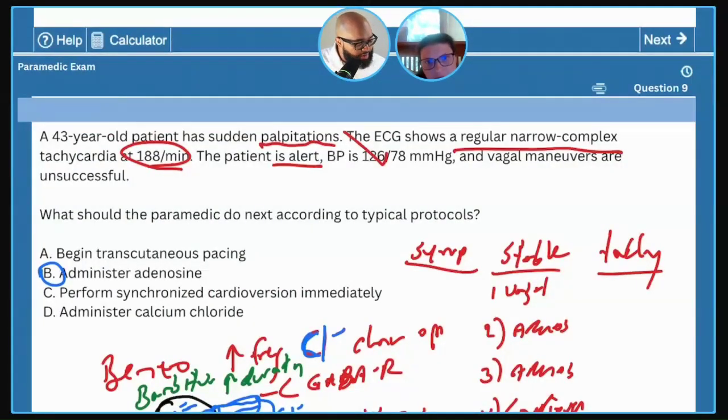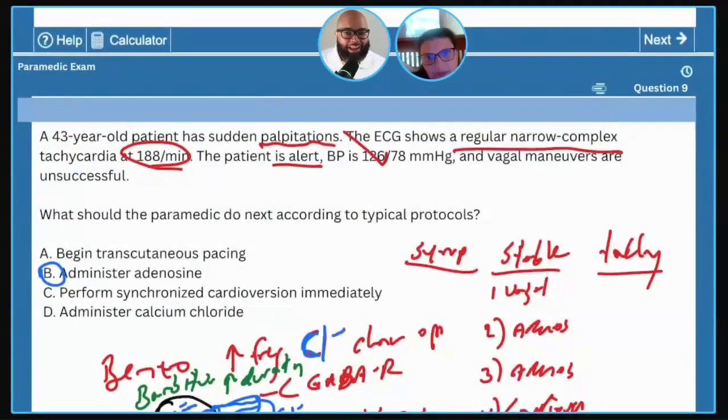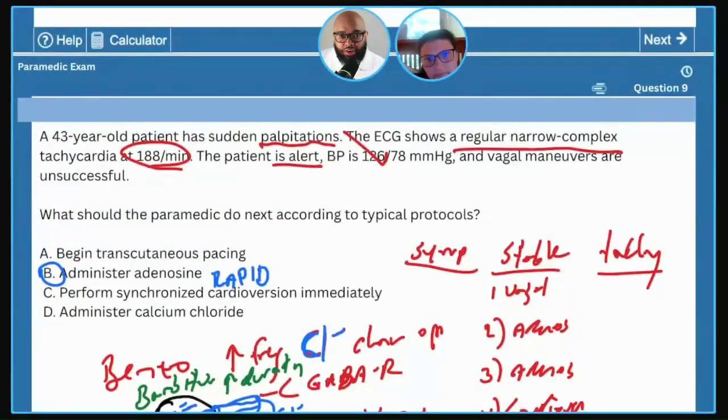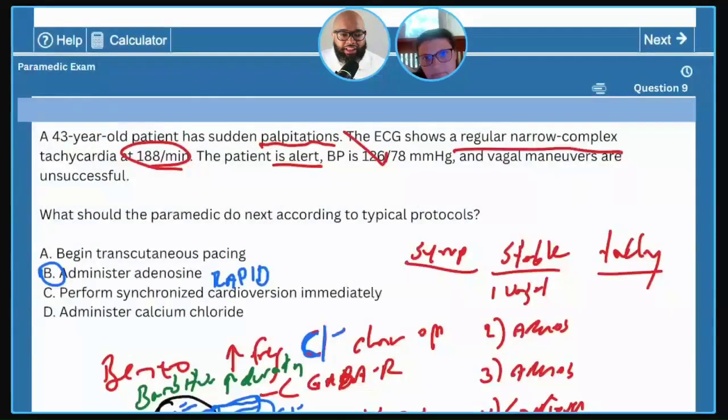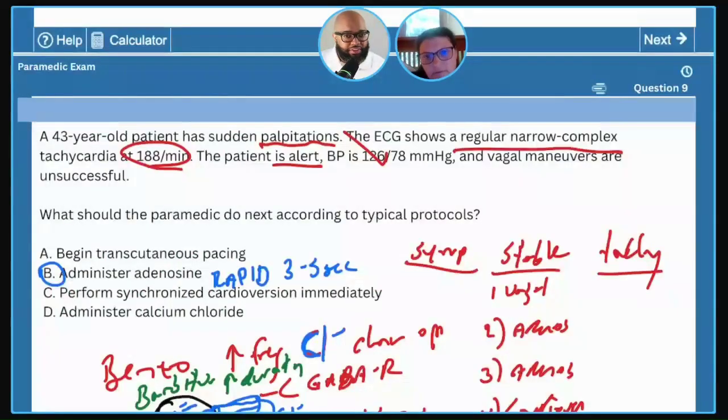How do we do it? Three-way stopcock and push. Rapid push with a flush. About a 20 ml flush is what you want to use, because we have to really push this all the way and get it to the heart. Why do we have to give it so rapidly? It has a very short half-life. Yep. And what is the half-life of adenosine? Is it like 6 seconds? Yeah, like 3 to 5 seconds. It's really fast.